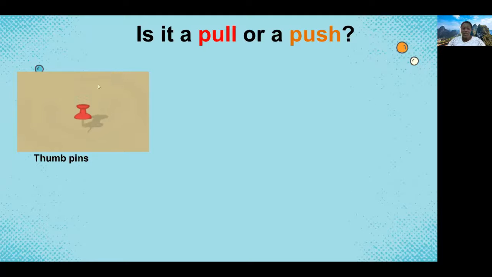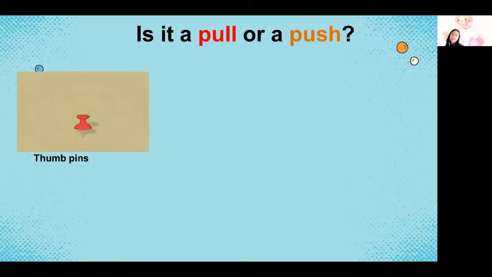Do you understand how it works with thumb pins? When you want to put it somewhere, for example towards the wall, or you are pinning it with something somewhere, what will you do so that it can go inside the hole? Are you going to push it inside or pull it inside? You understand, students?